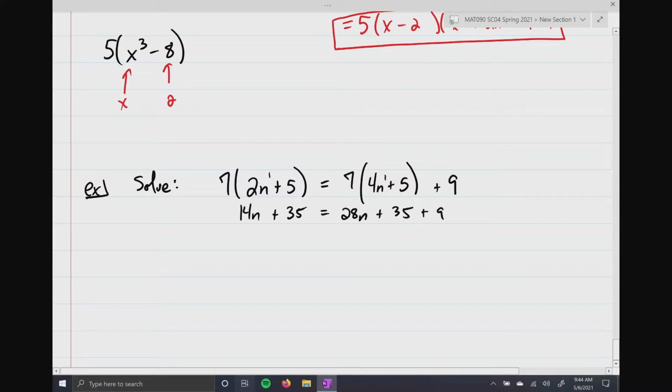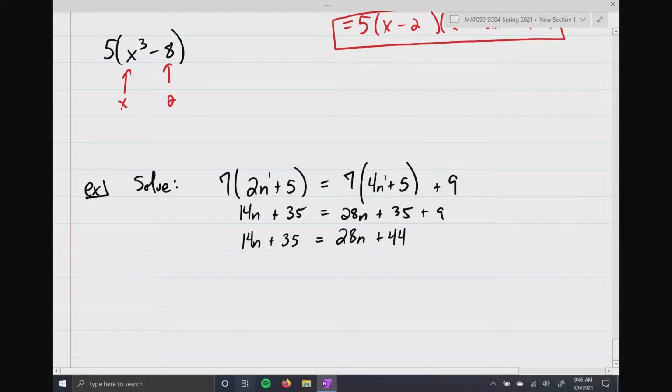Step 3, I look on the left and only the left. And I ask myself, can I group like terms? The answer to that is no. So then I look on the right and I ask myself, can I group like terms? That answer is yes. So I get 14n plus 35 equals 28n, and then 35 plus 9 is, 44? Is that correct?